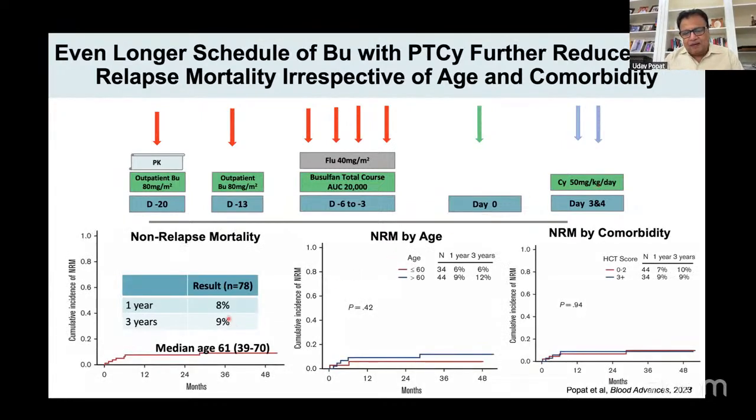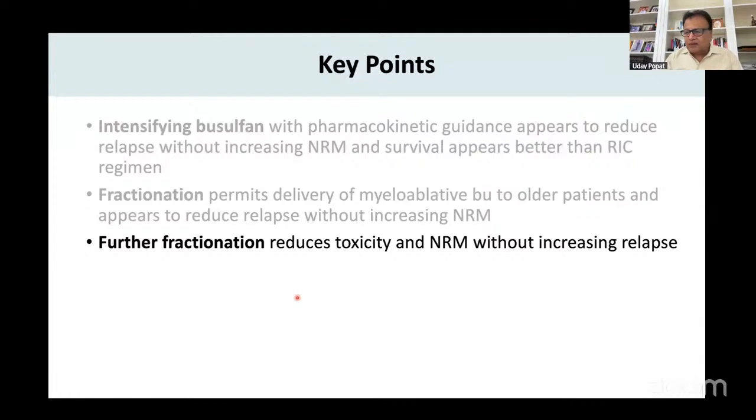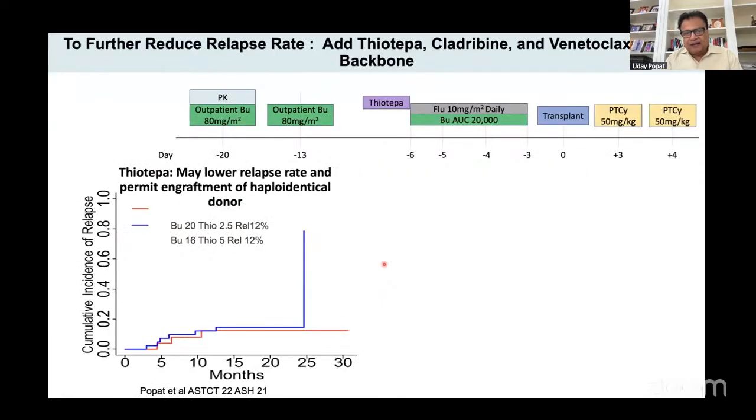And what we see here is 3-year non-relapse mortality, 9%. Median age here was 61, and we enrolled patient as old as 70. And then NRM did not differ by age or comorbidity. So again, this resulted in even better non-relapse mortality after using post-transplant Cy and longer regimen. And this leads to the conclusion that the further fractionation reduces toxicity and non-relapse mortality. And now, because you have this platform, you can add another drug to it. You can add thiotepa because the NRM is significantly low. So we added 2 doses of thiotepa, and as you can see, very low relapse rate.